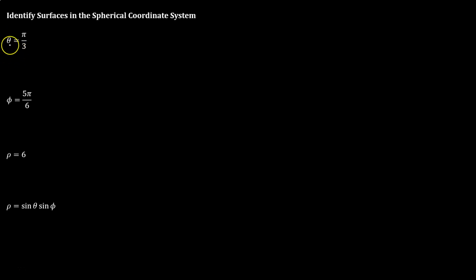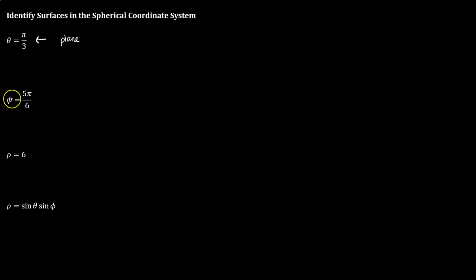So let's take a look at, for example, theta equals pi over 3. Well, remember that theta is the same in spherical as it is in cylindrical, and theta equals pi over 3 would give you a plane. So you're not allowed to rotate in the polar plane, but your radius can be as short or as long as you want, and your z value or your rho could be as long as you want. So we would have a plane if we let theta equal a constant.